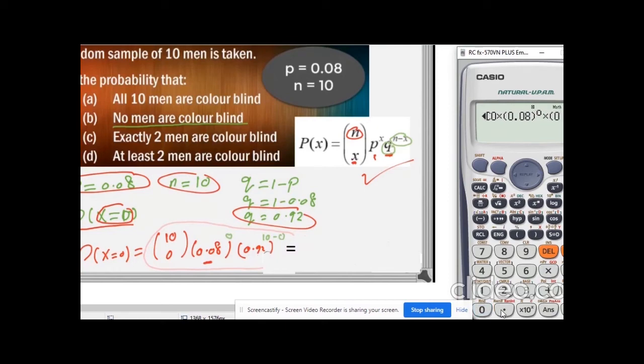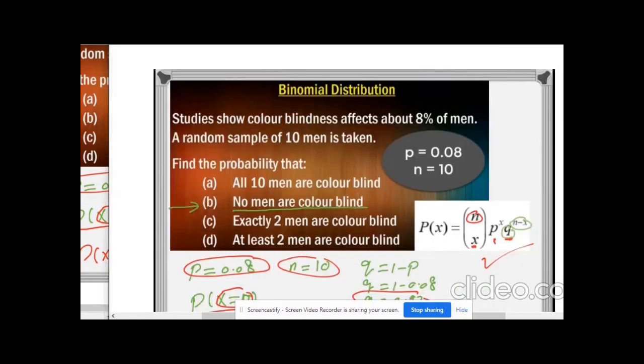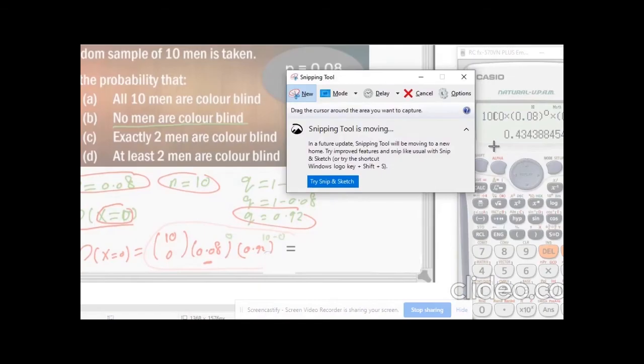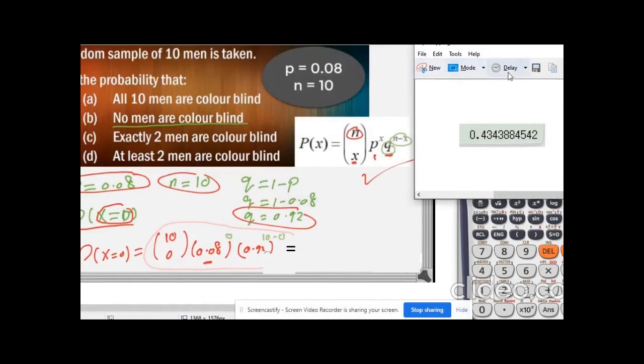I will come down and open another bracket. Inside I will write the value of q, 0.92 to the power what? To the power 10 minus 0. And this is equal to what? Equals 0.43. Then in this case, this will be my result.